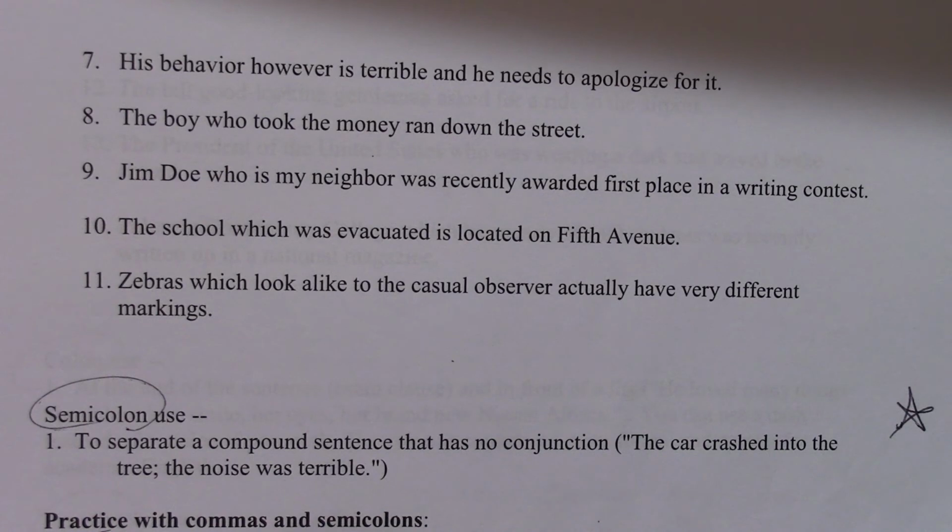But look at 11, zebras. Let's stop right there. Is that a specific animal? Can you picture them? Sure. Zebras which look alike to the casual observer, comma. There's the end of that adjective clause. How do we know it's the end? Well, pull it out. What are you going to be left with? Zebras actually have very different markings. That's your sentence. You just disrupted it, which is okay. That's good. You had more information, but you disrupted it with that adjective clause. Zebras, comma, which look alike to the casual observer, comma, actually have very different markings.